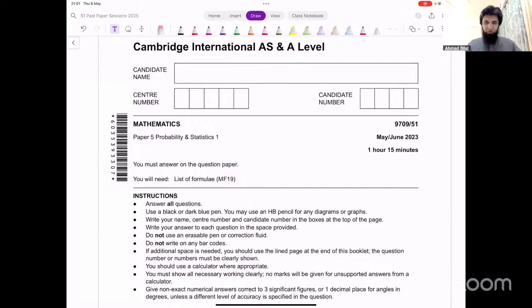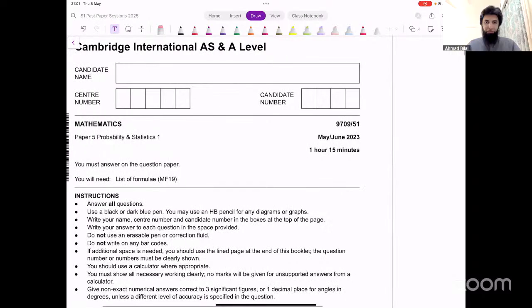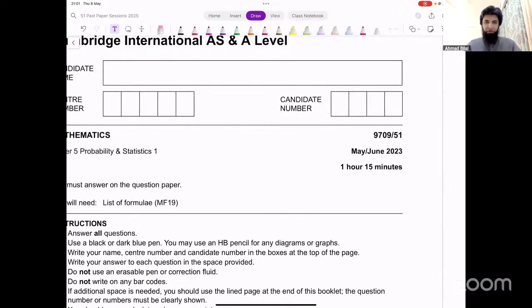May, June 2023, paper 5.1 and paper 5.3. We're doing difficult questions from these two papers today. Please let me know in the polls the questions that you would want me to do. I have a few votes right now, and based on that, I will get started.